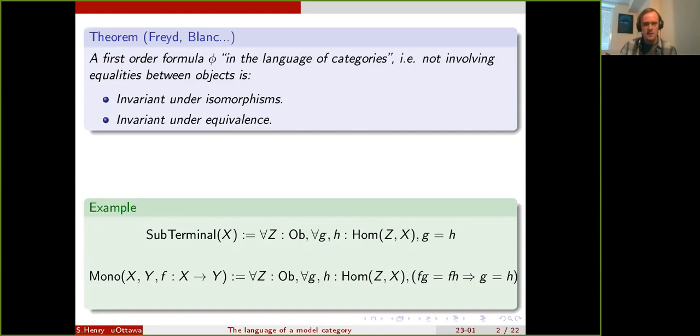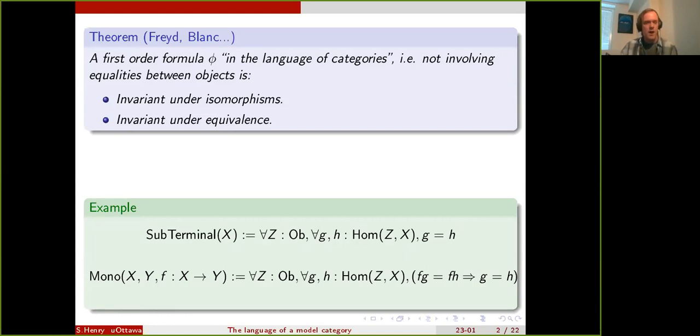And as you can see, those two formulas satisfy the two invariance properties I mentioned before. If you have any object isomorphic to a subterminal object, then it is also subterminal. And if you have any arrow isomorphic to a monomorphism, it's also a monomorphism, and equivalences of categories preserve both notions. So those are simple examples of things you can write in this language. And as you can see, at no point in the formula am I using equality of objects.